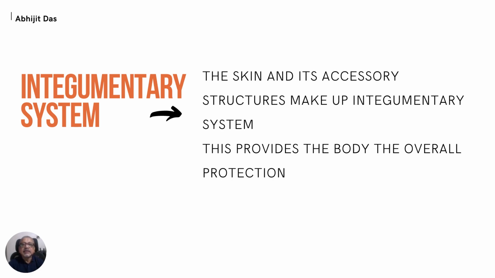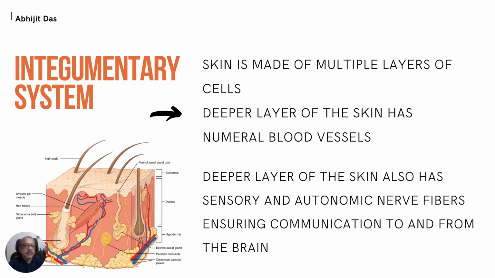Skin is made up of multiple layers of cells. The deeper layer of the skin has numerous blood vessels. The deeper layer of the skin also has sensory as well as autonomic nerve fibers, ensuring communication to and from the brain.